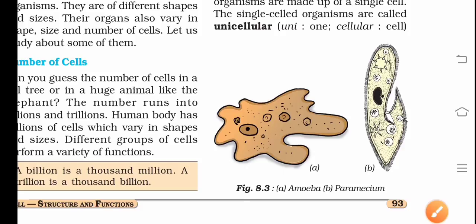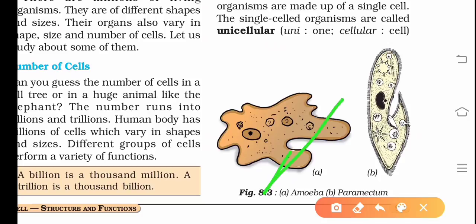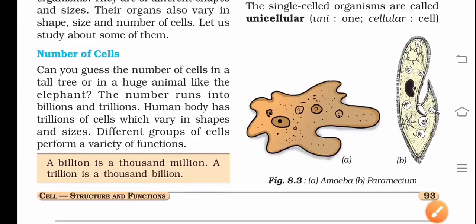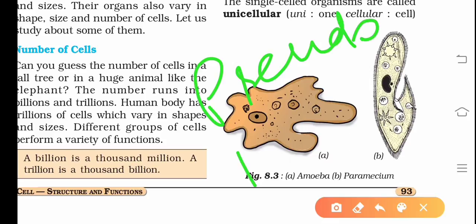Now the amoeba performs every function with this single cell body only, and these are its false legs known as pseudopodia.